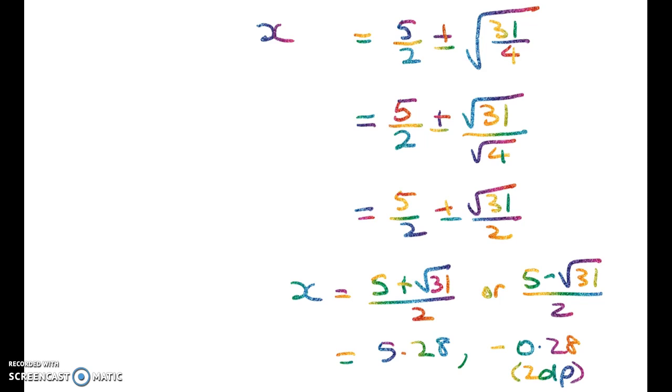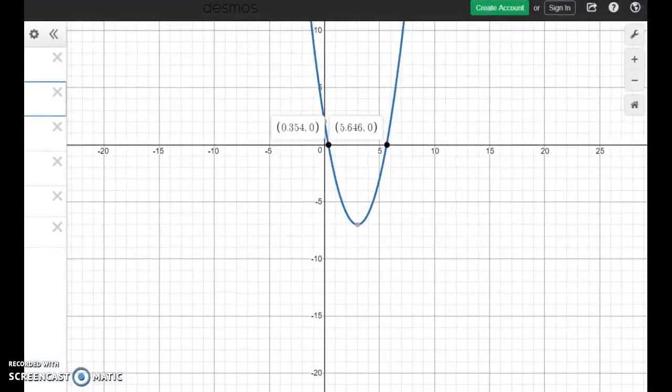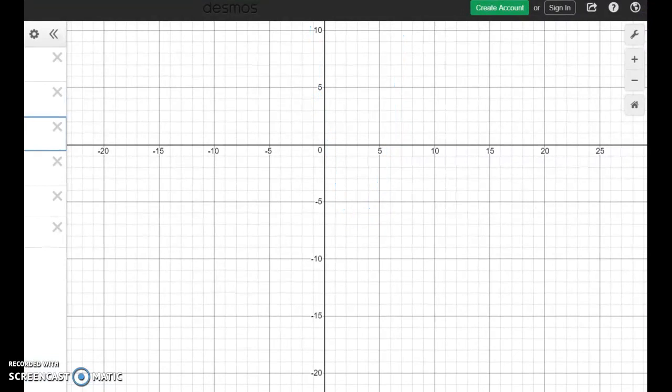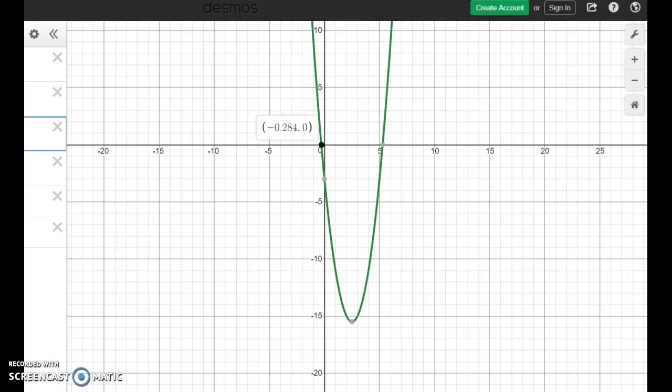I've got that one in Desmos as well, so let's have a look at it. Right, so we've got another parabola. This is 2x squared minus 10x minus 3. Let's see if that works for the x-intercepts. And yes, it does. There's the first one, negative 0.28 coming up on the screen. And this one is 5.28 or 5.284. And again, we can see the vertex down here at 2.5 and negative 15.5.